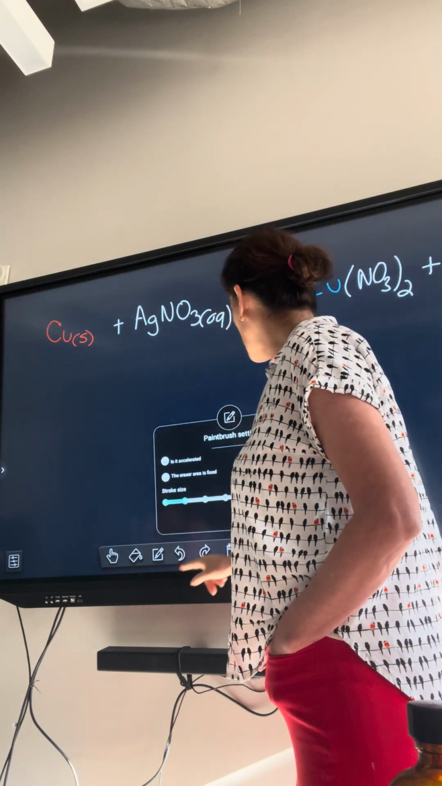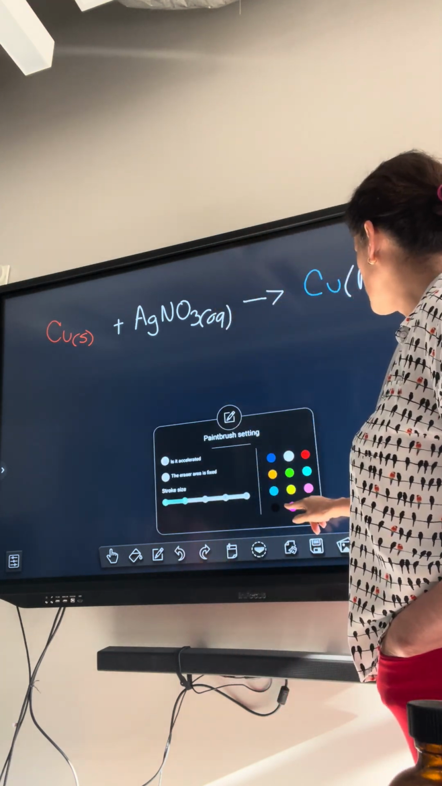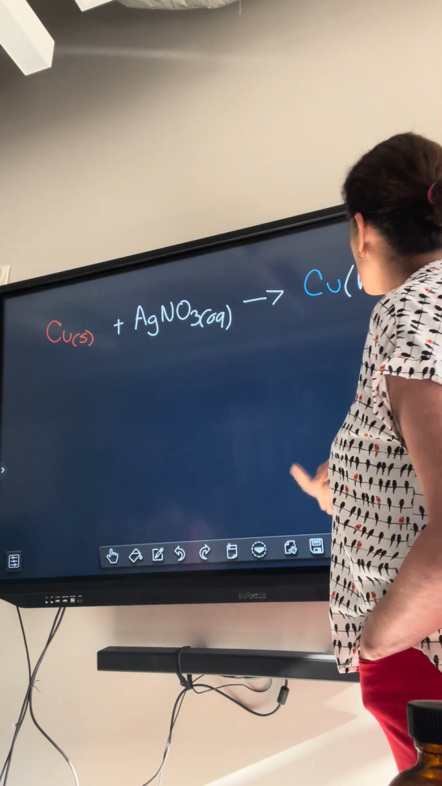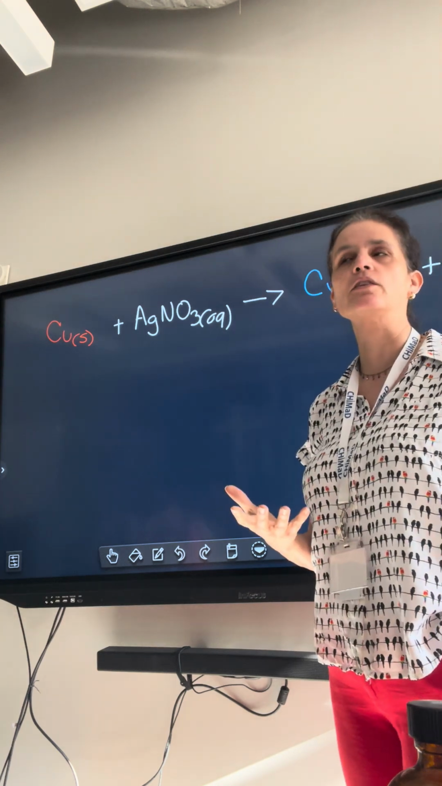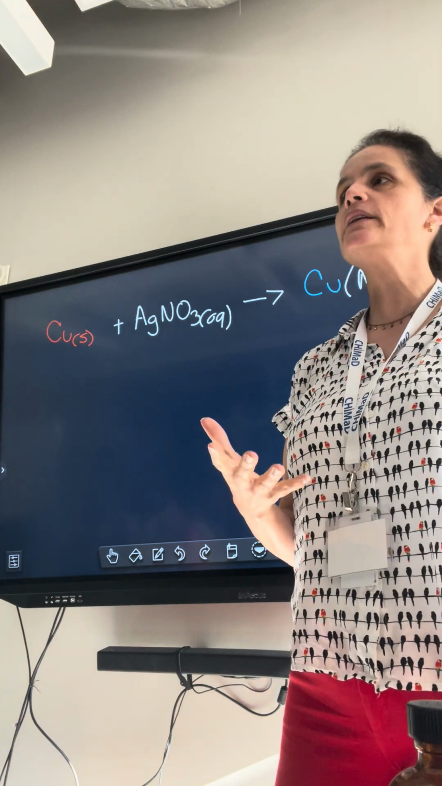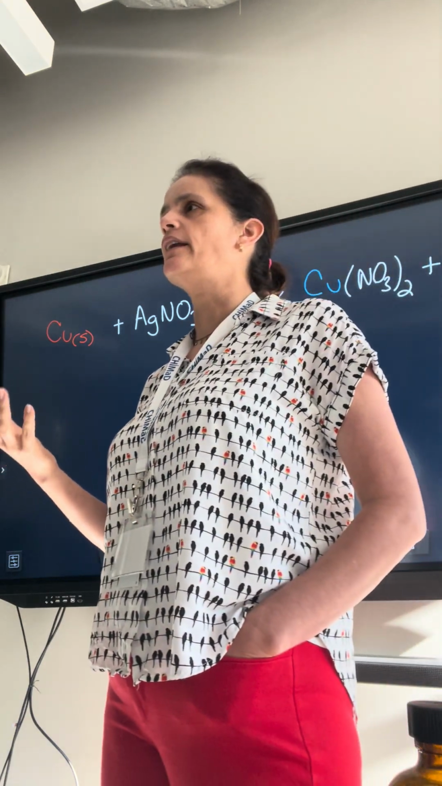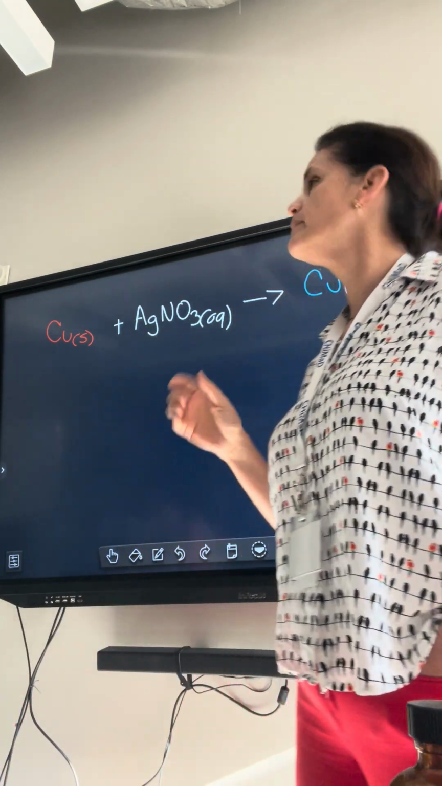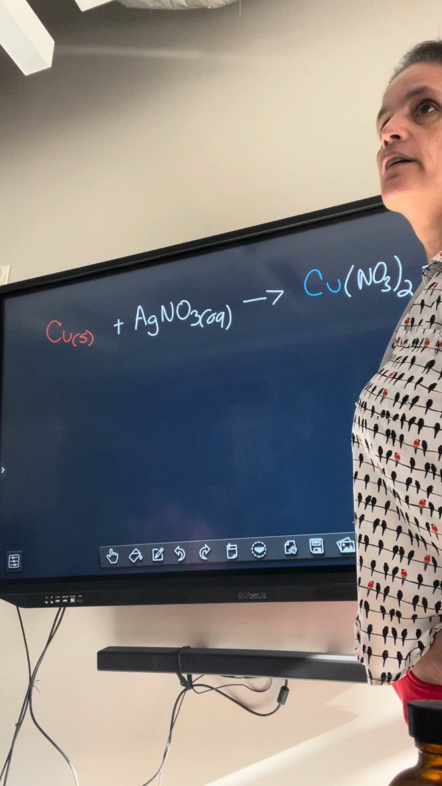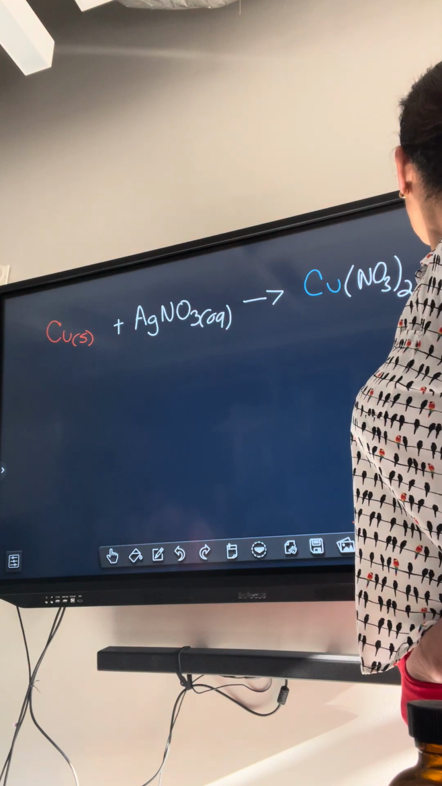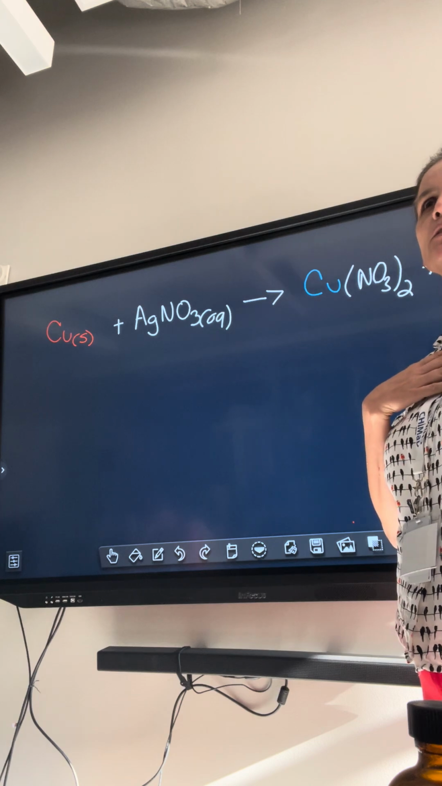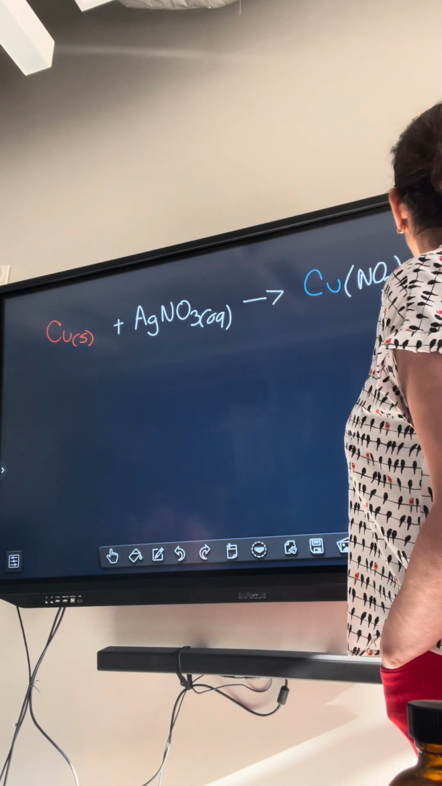Copper 2 nitrate plus the silver. Silver is not black, but I just like to write it black just to change the color. The silver that we have out, is that a solid, a liquid, or a gas, Kennedy? The silver here. Should I put solid like the copper, or should I put liquid, or should I put gas? What do you think? Solid, yes.